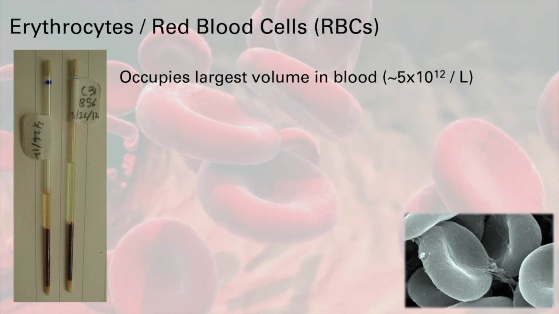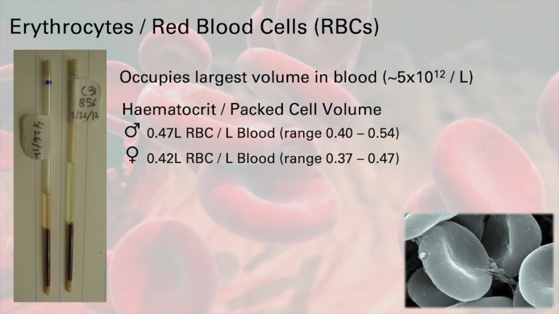The erythrocytes occupy the largest volume in the blood, with approximately 5 trillion red blood cells per litre of blood. The hematocrit is a measure of how many red blood cells there are per litre, and involves calculating the ratio of red blood cells to total blood volume per litre. Normal values for adult males are about 47%, and slightly lower in adult females at about 42%. The higher the hematocrit, the more viscous the blood will be.